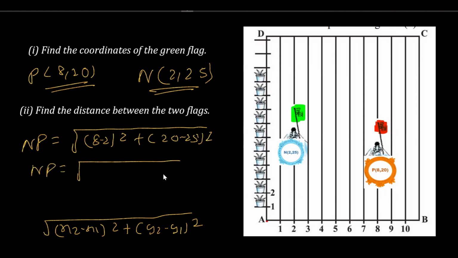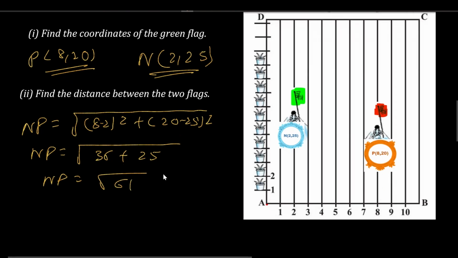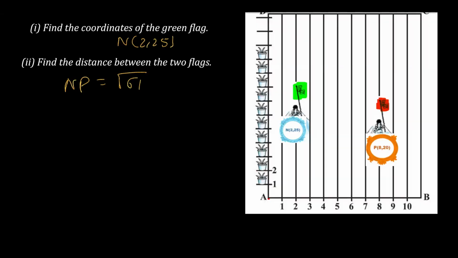8 minus 2 is 6. 6 square is how much? 36. And 20 minus 25 is minus 5, but minus 5 whole square will be positive 25. So we get the distance NP, which will be the square root of the sum of these two. 36 plus 25 comes out to be under root 61. So the required distance is root 61. That's the answer for these two parts. Now the next question over here is the third question.